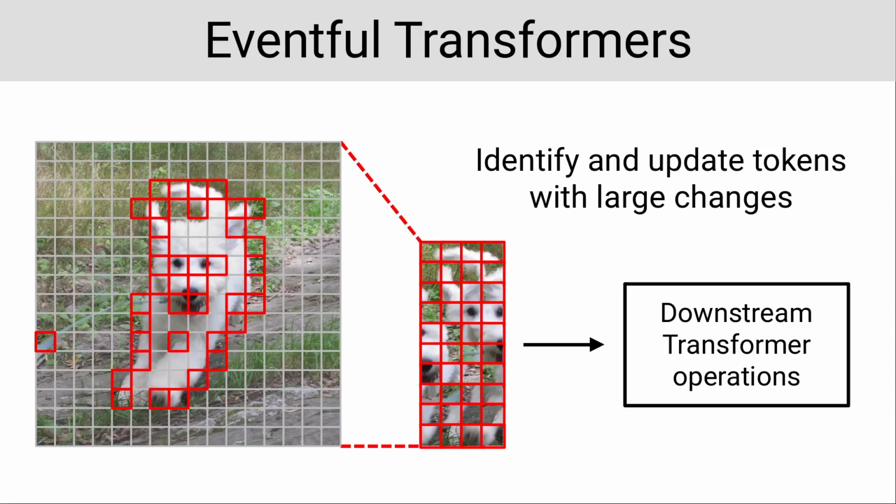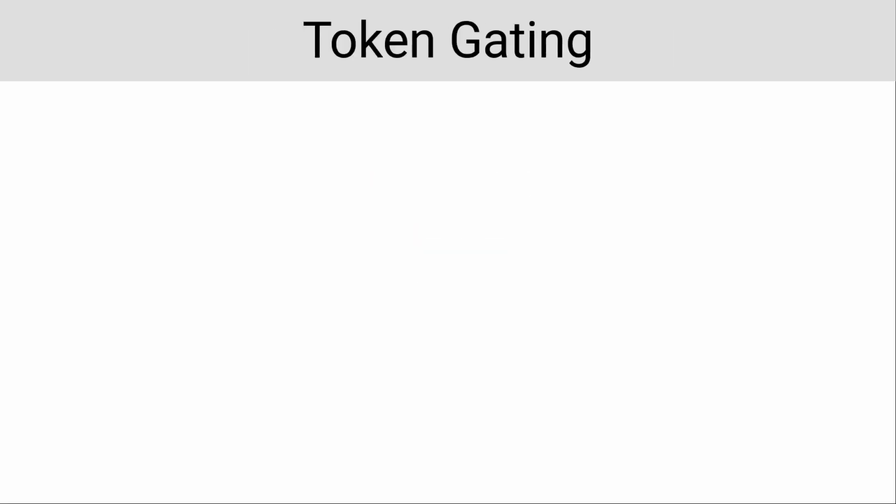In this work, we describe a method for leveraging temporal redundancy between subsequent inputs to a vision transformer. Our basic idea is to reprocess only those tokens that have undergone large changes. We start by proposing a token gating module that determines which tokens to update.